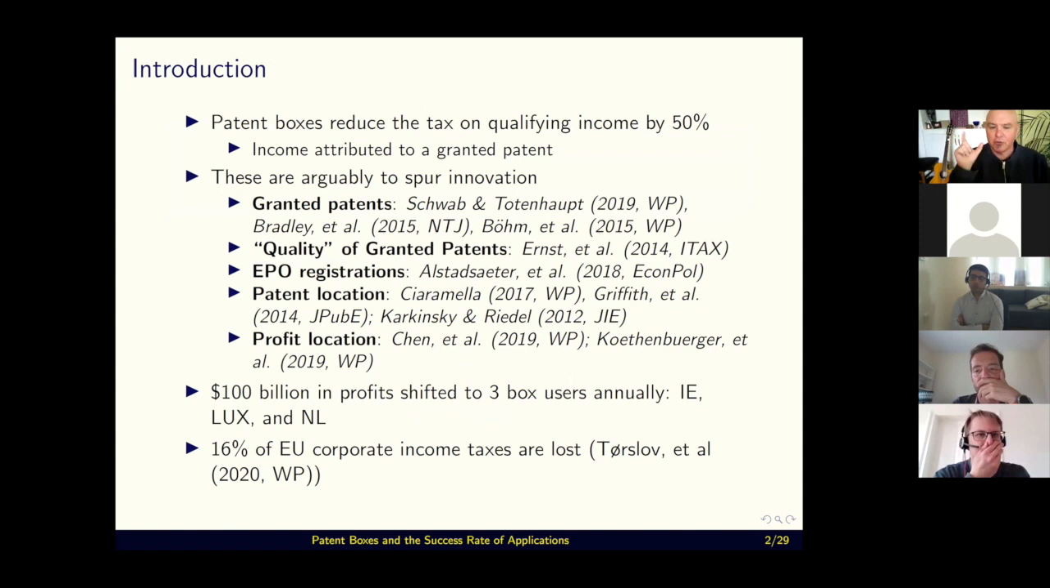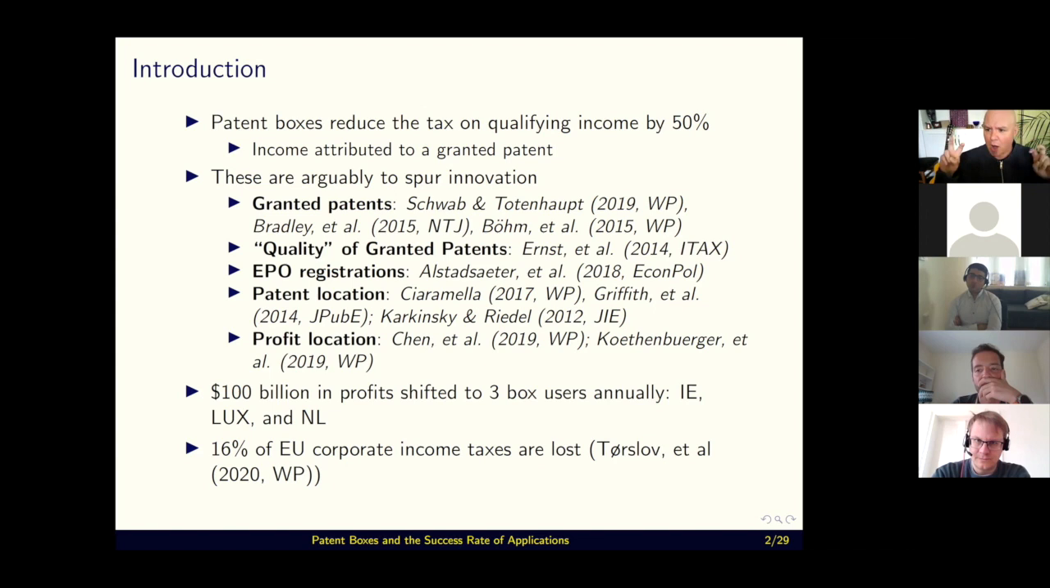Now, why do governments do this? Well, the argument is this is intended to increase the amount of innovation that takes place. So there are various papers out there that have looked at the number of granted patents that get produced. And on the whole, they tend to find that it increases the number of granted patents, either by a firm or at the country level, although that's not necessarily universal. They don't do a whole lot with the quality of granted patents. So Ernst actually looks at, again, granted patents. And what they do is they look at the number of forward citations and some other metrics trying to measure patent quality. And there might be a bit of a positive effect there.